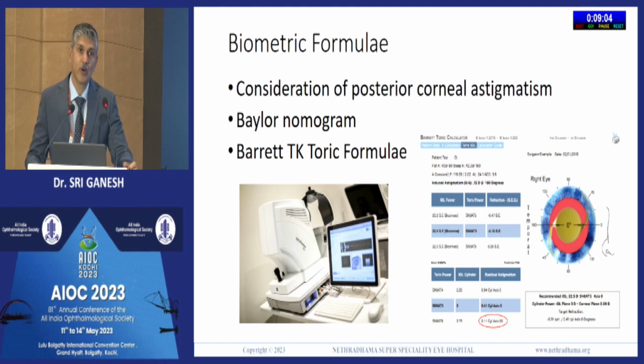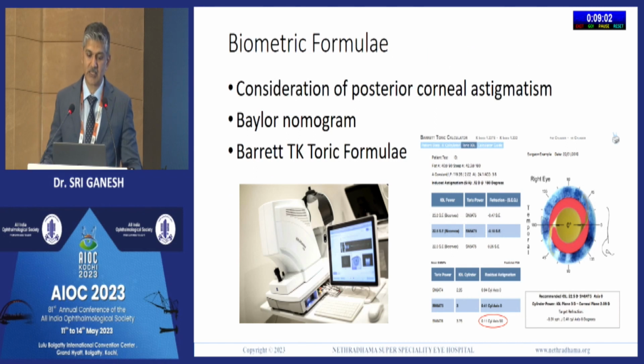Biometric formula, you have to use a formula that considers the posterior corneal astigmatism. Previously, the importance of the posterior corneal astigmatism was not known until Koch brought out his study and the Baylor nomogram, which suggested that for with-the-rule astigmatism, you can go one step lower and undercorrect, and for against-the-rule astigmatism, you go one step higher and overcorrect the astigmatism.